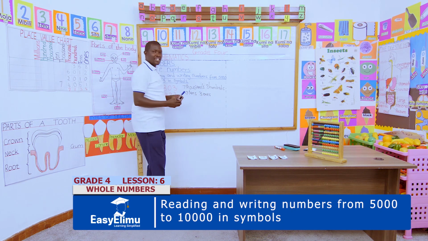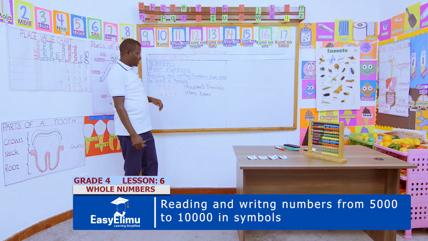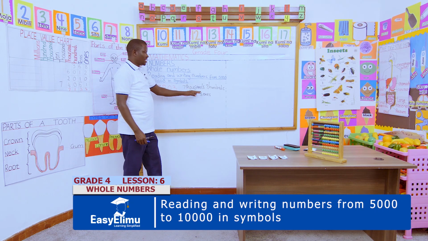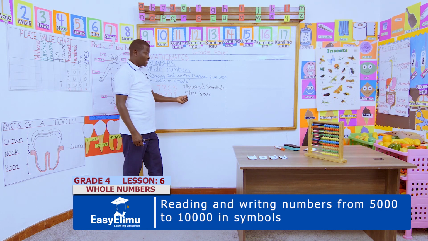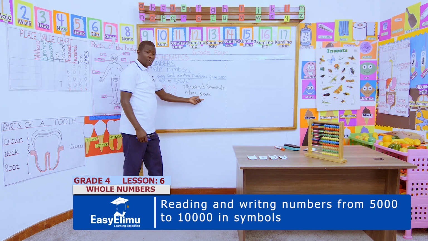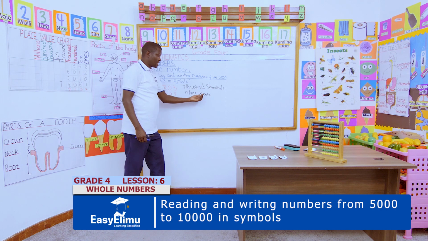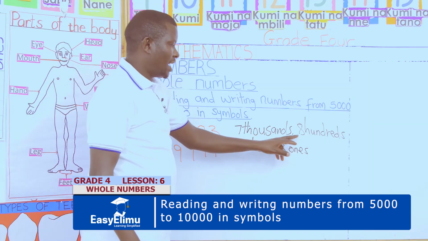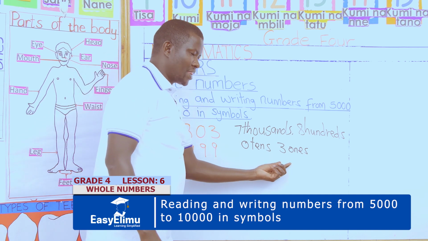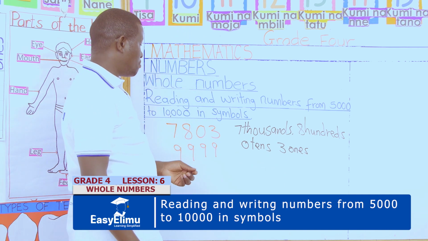So how do we read this number? We will read it as follows. 7,000 in the place value of thousands, 800, so 7,800, and we will not say 0 tens, and 3 ones. 7,803. Can we read together, class? 7,803. That is how we will read that number.